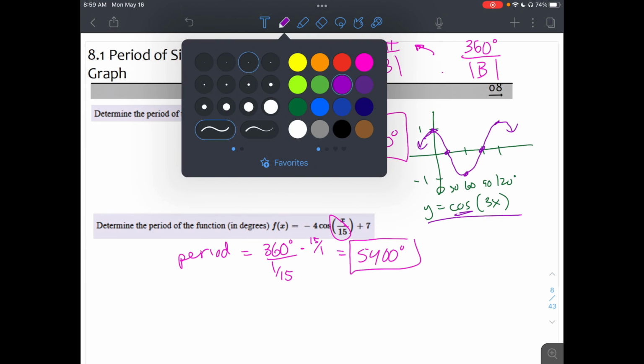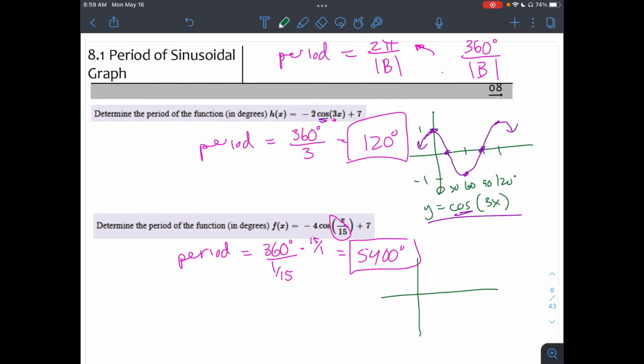Even for the number below, same idea. If 5,400 is your period, that means this graph, if I take cosine of just x over 15, with a period of 5,400, goes from 0 to 5,400. The max and min aren't going to change. We can cut that in half, which is 2,700, and cut each of those in half. So half of 2,700 is 1,350. Then 2,700, then another 1,350 added to that is 4,050. And then 5,400. So those are our 5 critical points.